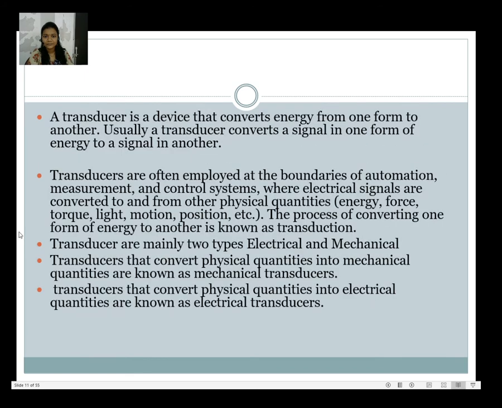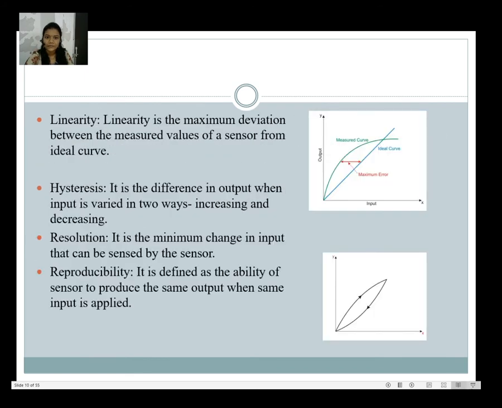Then linearity. Linearity is the maximum deviation between the measured value of sensor from ideal curve. Okay, so it is nothing but the maximum deviation between measured value of a sensor from ideal curve. So this is your ideal curve, a straight line, and this is your measured curve. So the deviation between these two curves is nothing but your linearity.